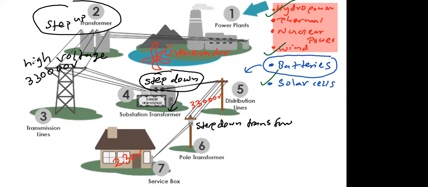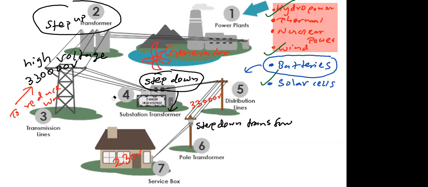Why is the voltage very high during the transmission? That is to reduce the wastage. Why is transmission done under high voltage? To reduce the wastage of electricity, to reduce the wastage of electrical energy as heat, to minimize heating up of the wires.